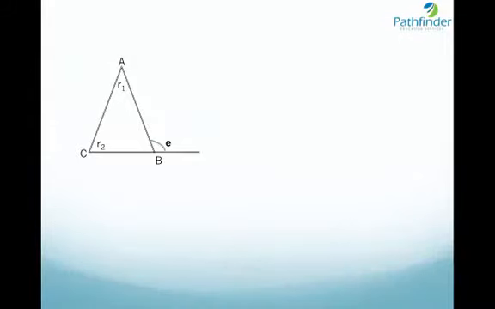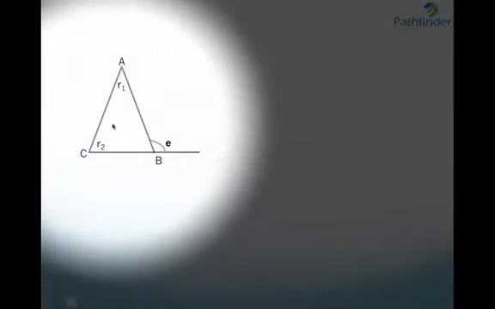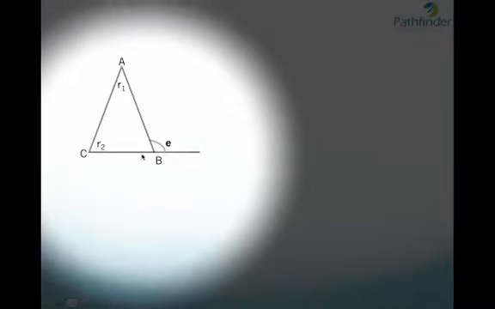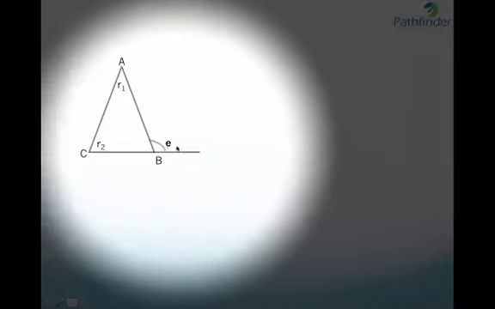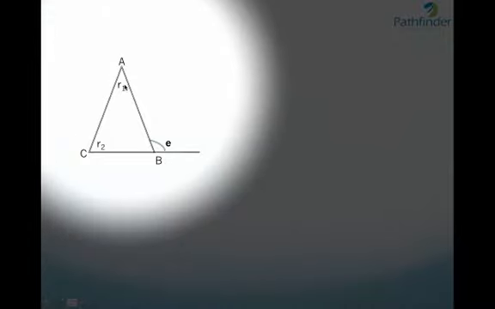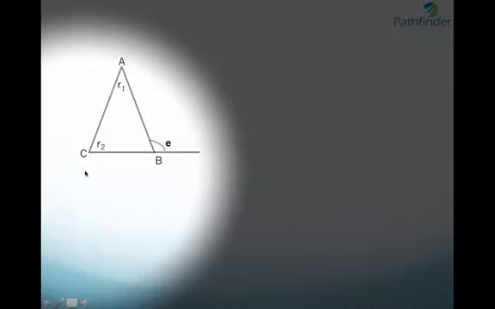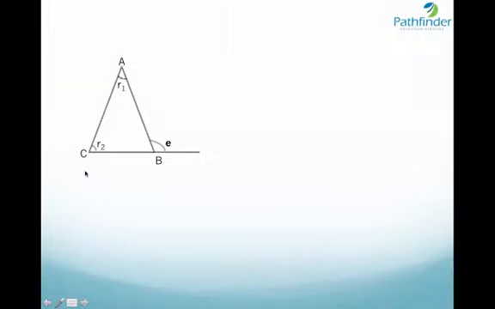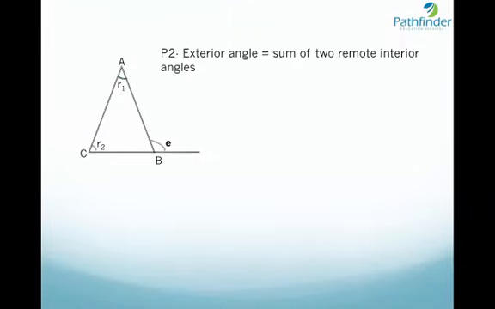And if R1 and R2 are two remote interior angles, so these are angles which are farther away from this exterior angle E, we have the property: the exterior angle is equal to the sum of the two remote interior angles. E is equal to R1 plus R2. Let us look at some questions based on this particular property.